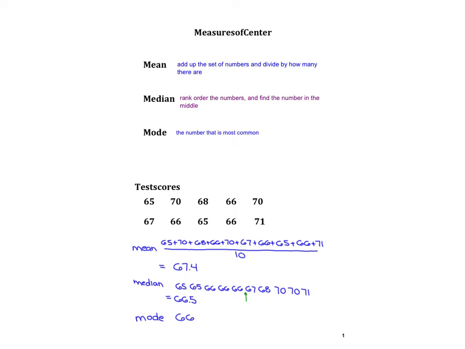All right, hello there. This is lesson 1.7 on measures of center. The three ways to measure the center of a distribution are the mean, the median, and the mode. Here are descriptions of each of them.